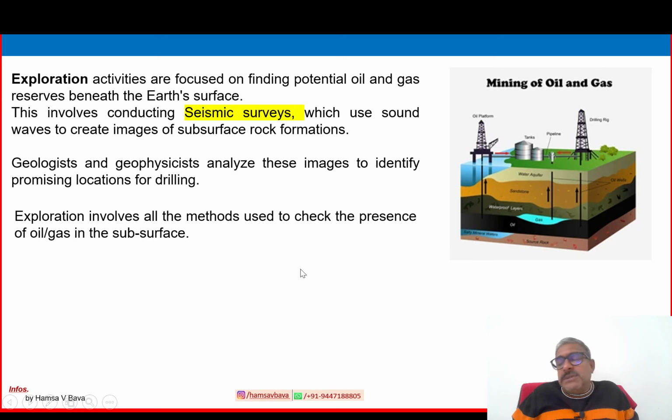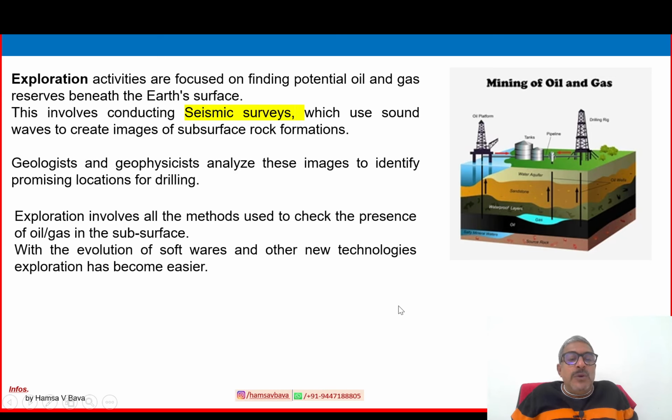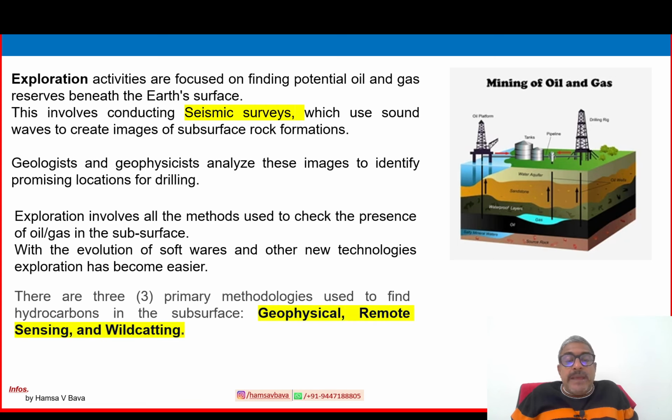With the evolution of software and other new technologies, exploration has become easier. There are 3 primary methodologies used to find hydrocarbons in the subsurface: geophysical, remote sensing and wildcatting. We are not going to discuss in detail the geophysical methods, drilling activity, seismic survey or post drilling activities. These are generally categorized methods used for this early operation.